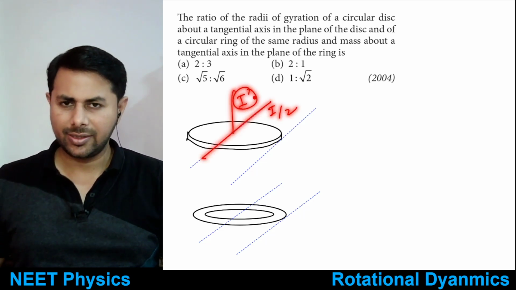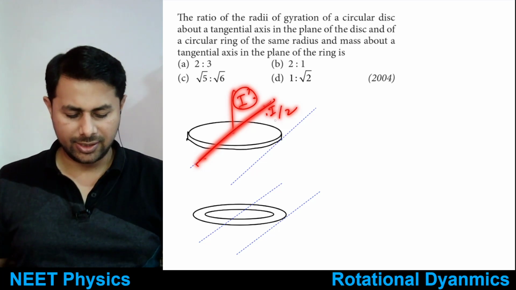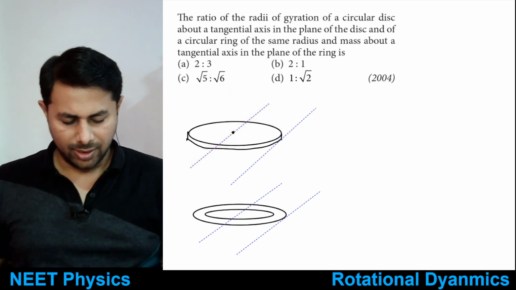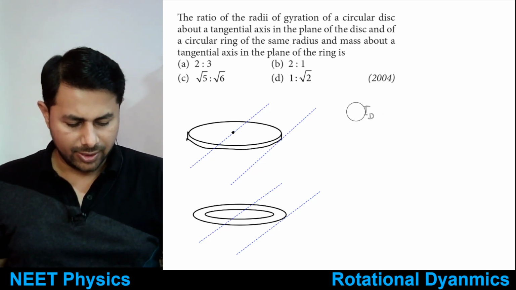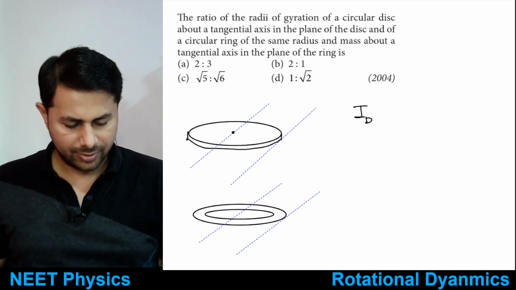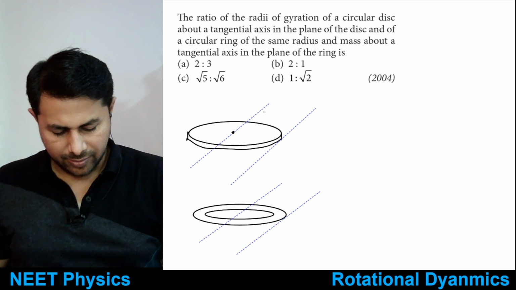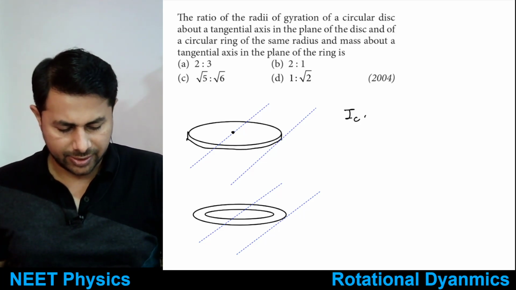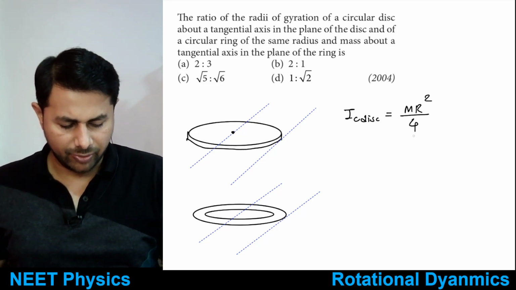So what is I for disc? It is mr square by 2, and therefore what is moment of inertia about diametric axis? It is I by 2, which means mr square divided by 4. Okay, so moment of inertia about diametric axis for, let's say, disk. Okay, so this is diametric axis. Let's say this is about the center. IC for disk is equal to mr square divided by 4.